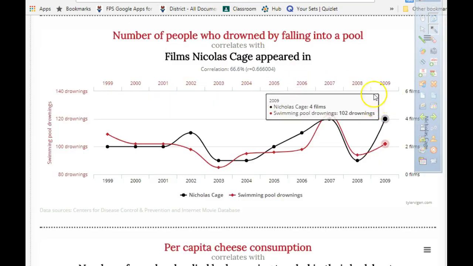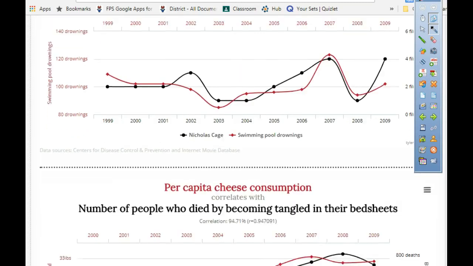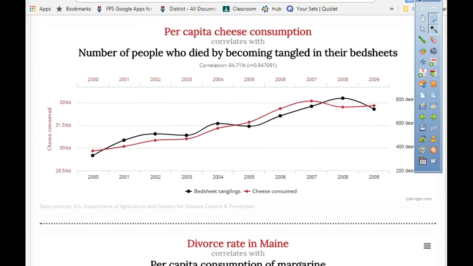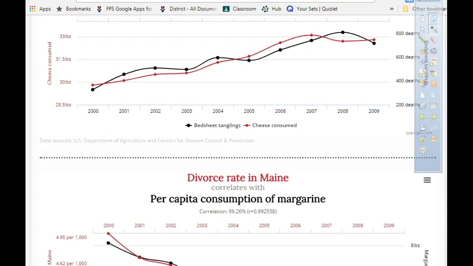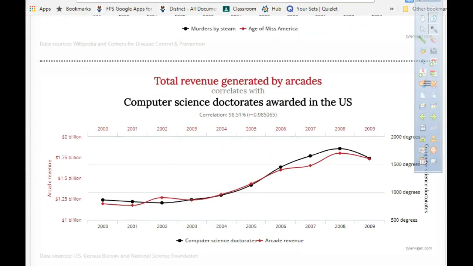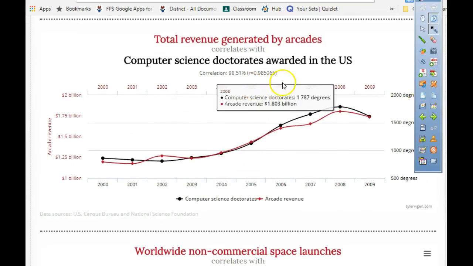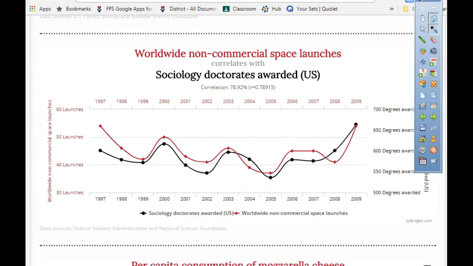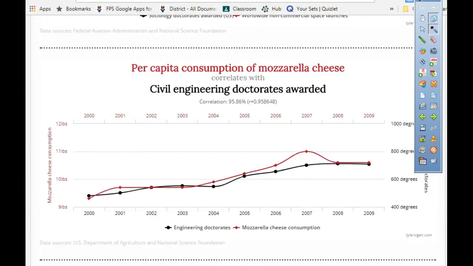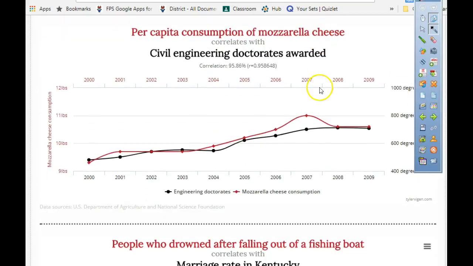This was another one that I found. Per capita cheese consumption and the number of people who died becoming tangled in their bed sheets. Why do they keep doing the bed sheets? Divorce in Maine, that one came up a couple times. The revenue generated by arcades and computer science doctorates awarded in the United States. Again, you would think not. So there's a bunch of them. Take a look through. It's kind of interesting.